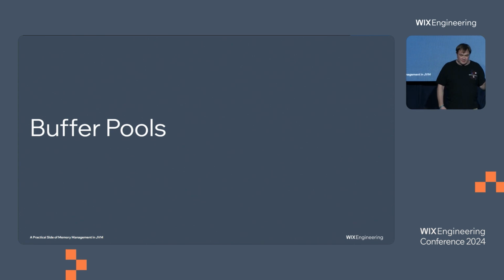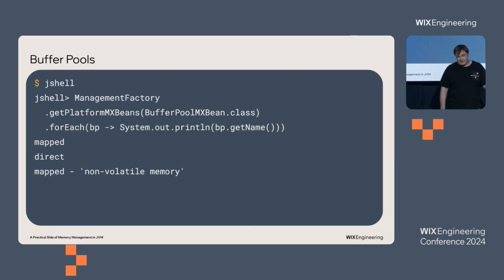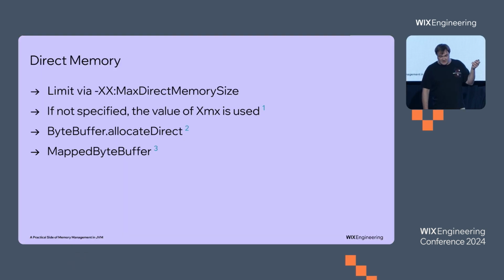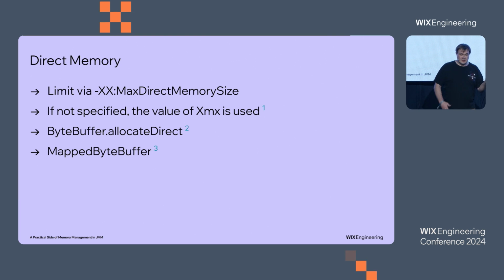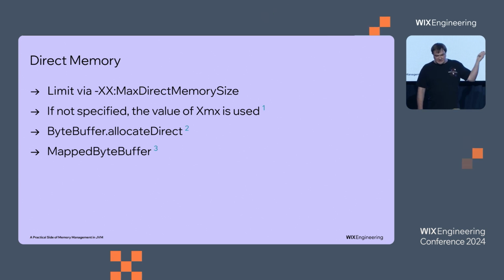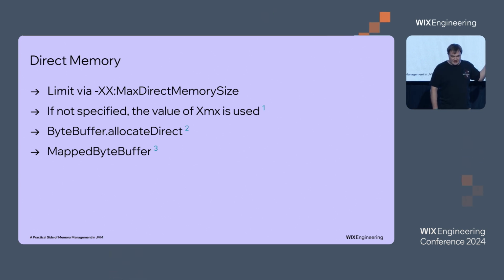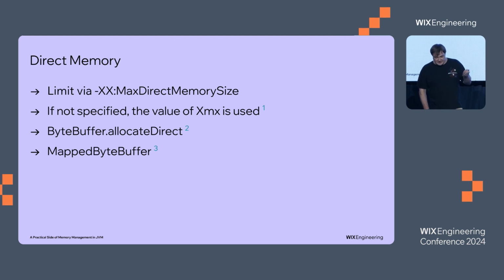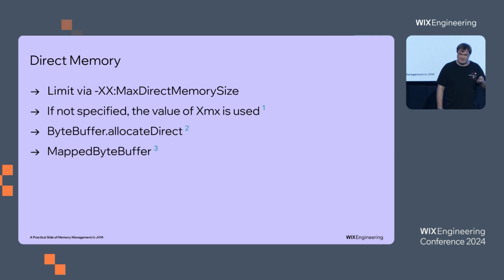Next, let's talk about buffer pools. We have only 3 of them: direct, mapped, and mapped NVM. The direct pool can be limited with this option, MaxDirectMemorySize. If it's not specified, then it is equal to Xmx for whatever reason. And direct memory you can allocate with ByteBuffer. We don't use mapped files, and mapped NVM is very specific to hardware. You need to use special libraries for that.